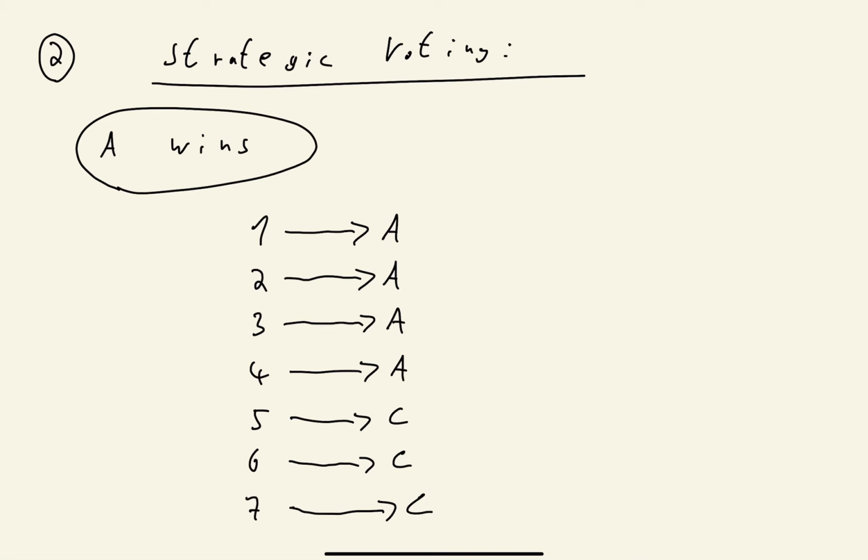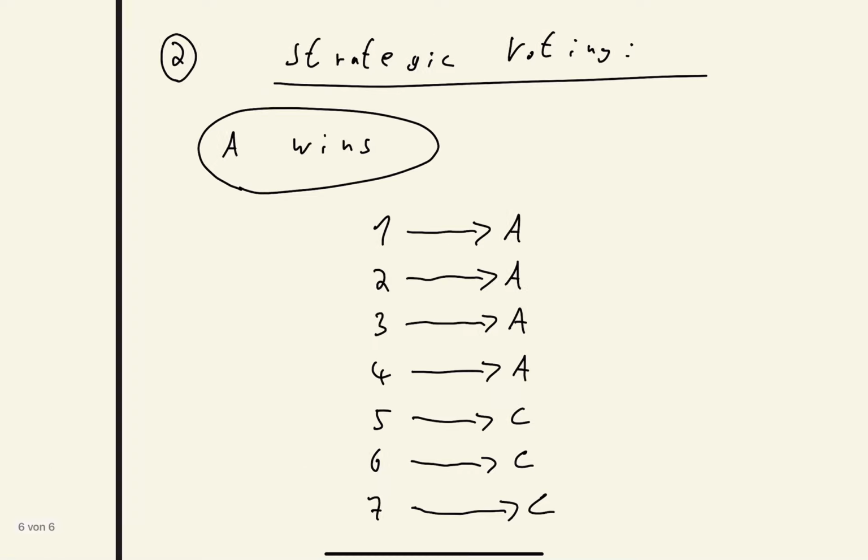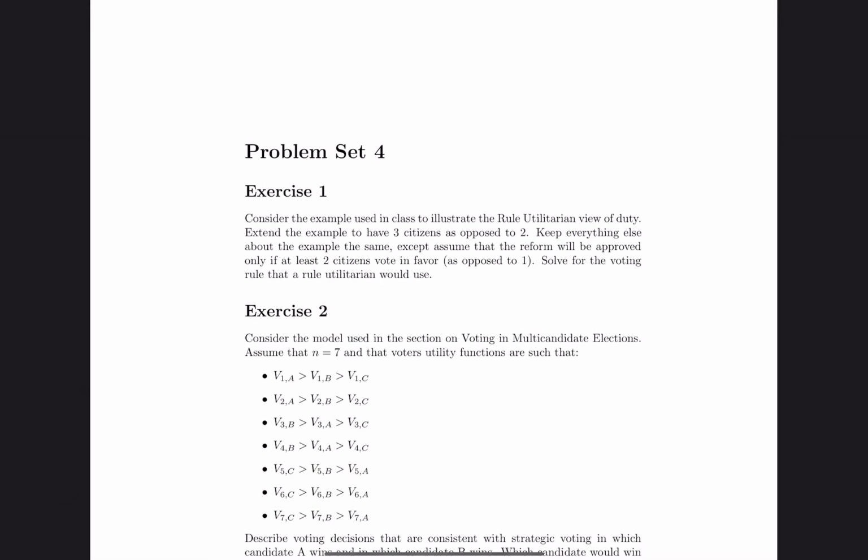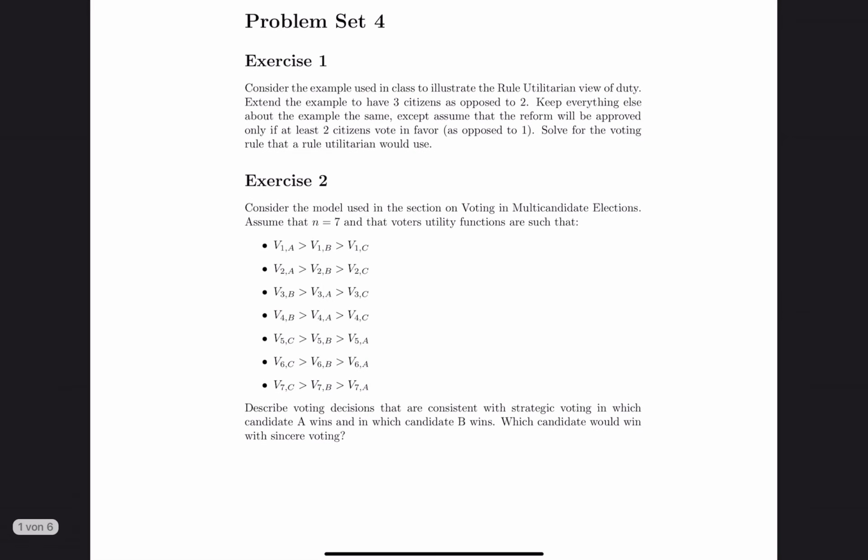So if all of them would vote in this way, then candidate A would win because candidate A has one more vote than candidate C. So we have 4 votes for A and 3 votes for C, and hence A is winning. Now what we need to check is, does anybody of the individuals here have an incentive to deviate? So let me just go back to the exercise description, because I think I didn't mention one crucial thing here.